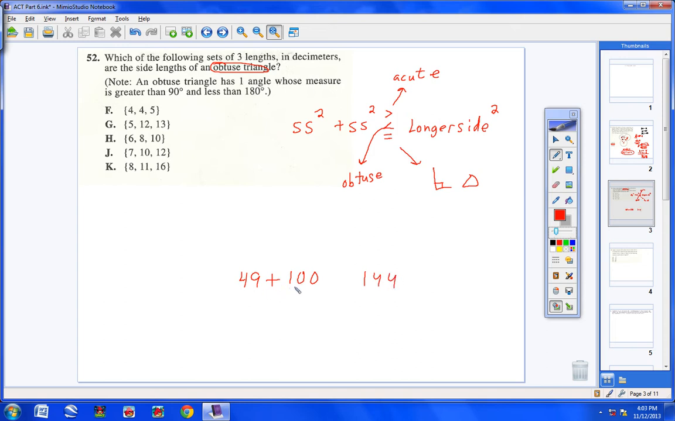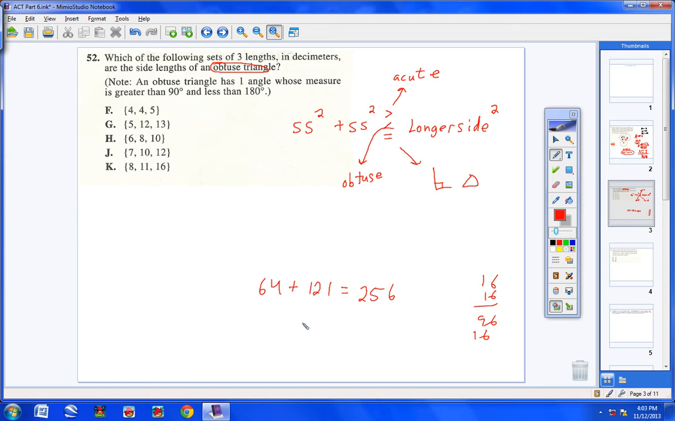Add them together and you get 149, which is greater than 144. So hopefully it's the last one. Let's see. 8 times 8 is 64. 11 times 11 is 121, and 16 times 16, I actually do not have my calculator with me. That would be 256.